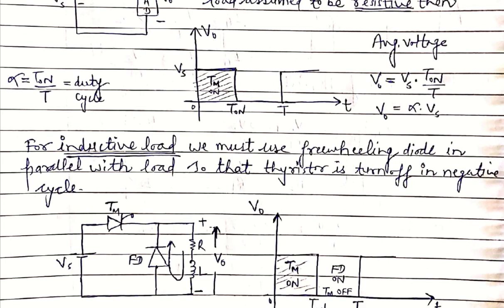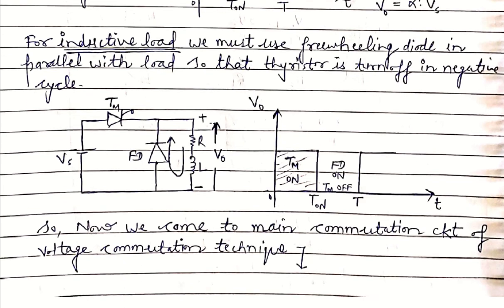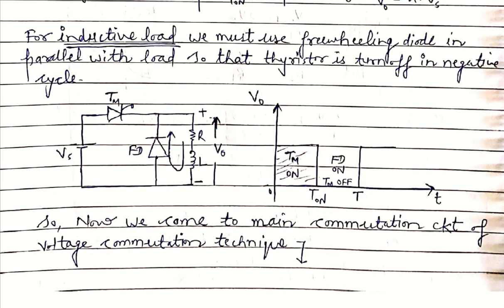Now in case of an inductive load at the output side, we will use a freewheeling diode, which will provide the path for the load current to flow when our main thyristor is in off condition or in the negative cycle. So this is the waveform in case of inductive load. We put the freewheeling diode in parallel with the load. Up to T on time the main thyristor will be on and then it will be off, so our freewheeling diode will be conducting in the negative cycle and freewheels the energy. So in case of inductive load, we always have to use a freewheeling diode.